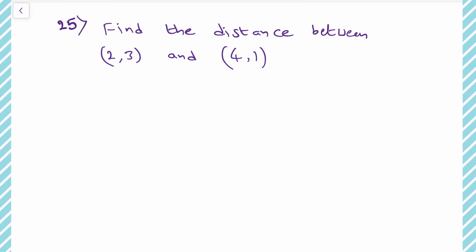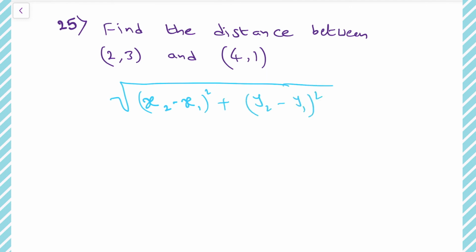Next, find the distance between (2, 3) and (4, 1). Here 2 points are given. So the formula for finding the distance between 2 points is under root (x2 minus x1) whole square plus (y2 minus y1) whole square. In the given question, the first one you take as x1, y1, the second one as x2, y2. In reverse, if you take it also, you'll get the same answer, no doubt at all.